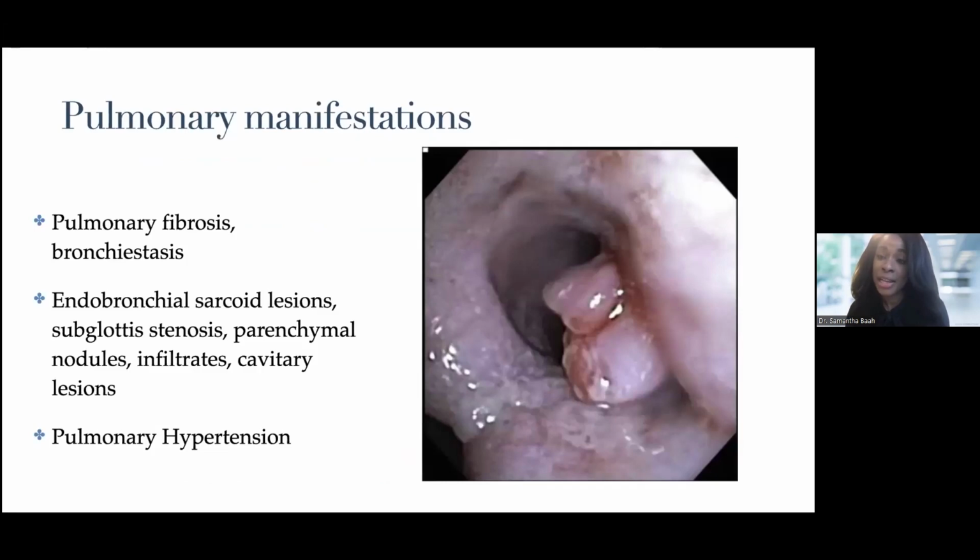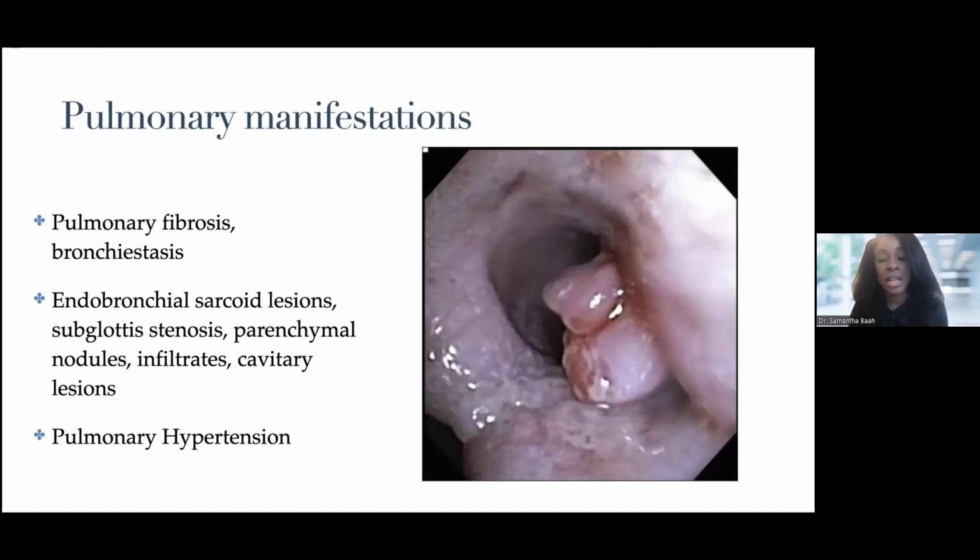But it's not just hilar adenopathy that pulmonary sarcoidosis can cause. It can actually cause pulmonary fibrosis, bronchiectasis. They can have these endobronchial sarcoid lesions, as you see here. It can cause some upper airway abnormalities or subglottic stenosis.